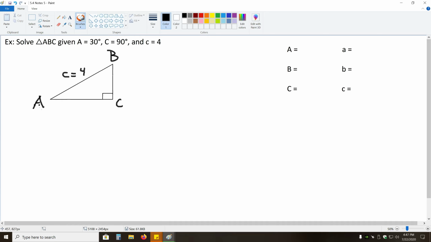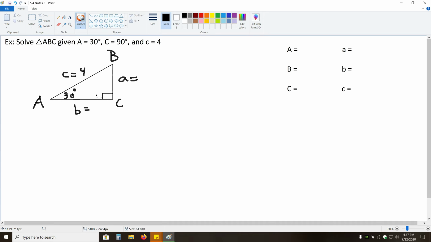Side A is always opposite angle A here. And side B is opposite angle B. Whenever you deal with these triangles ABC, the sides are always the lowercase letters and they are always opposite their angles. So we have an angle of 30 degrees for A here.